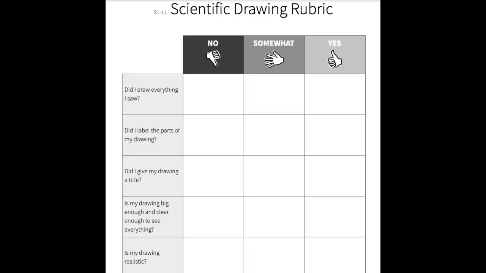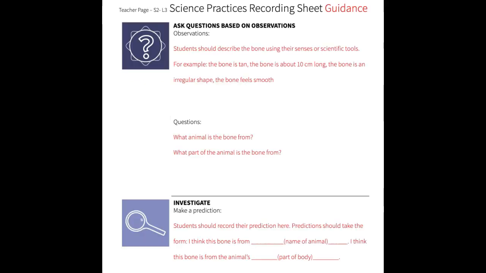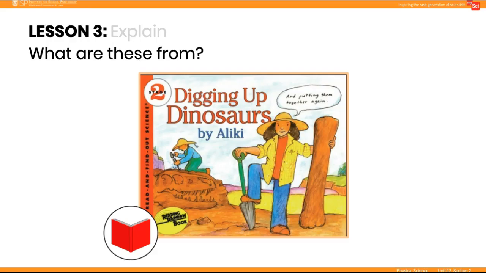The scientific drawing rubric on Student Journal page 7 can help to set criteria and as an evaluation of their drawings. Then engage students in a discussion about the animals they drew and the function of the bone in the skeleton of the whole animal. On Journal page 10, under Investigate, students can record their prediction. Teacher guidance is provided on Teacher page 6.